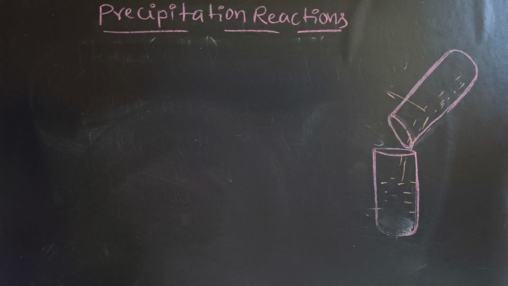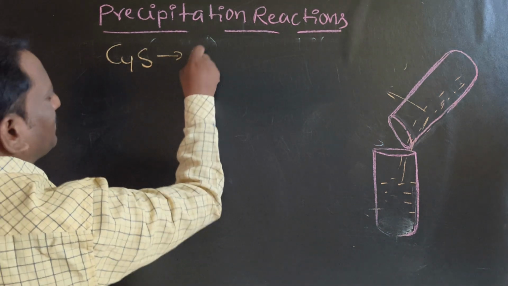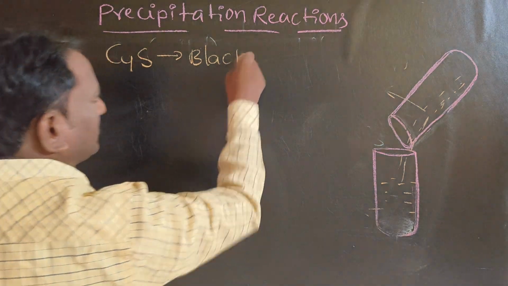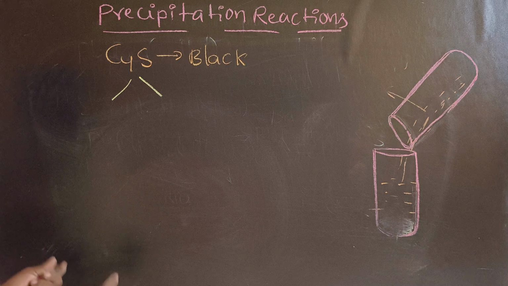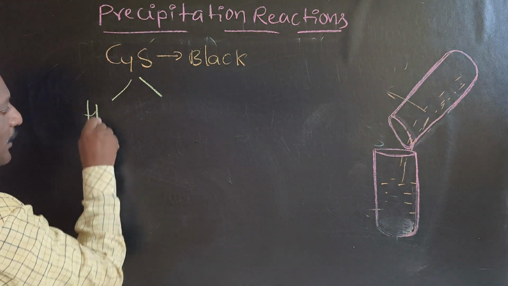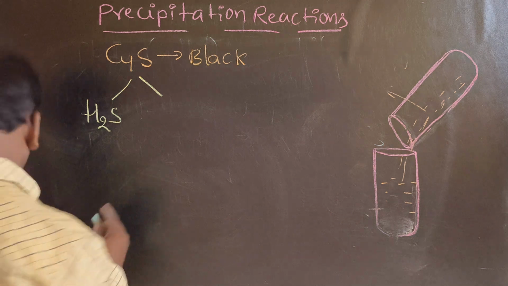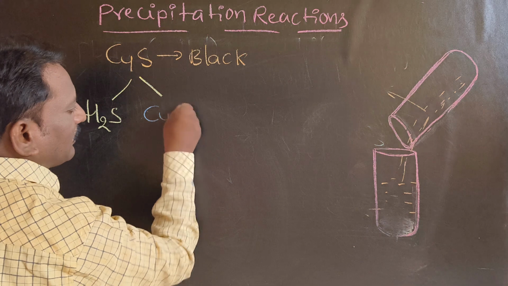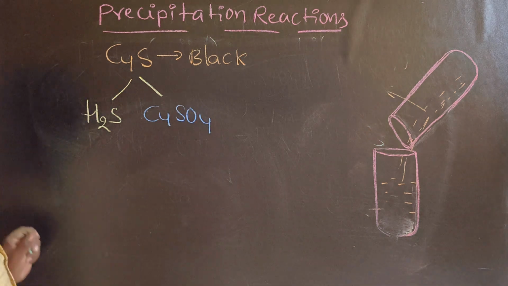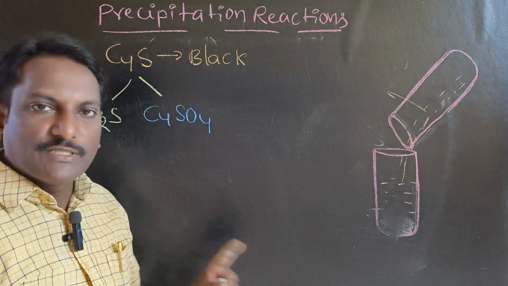Formation of black precipitate of copper sulfide. Copper sulfide is a black precipitate. Colors are very important, my dears. You will get black precipitate of copper sulfide by the combination of hydrogen sulfide gas when passed through copper sulfate. These are the chemicals we require to get black precipitate.